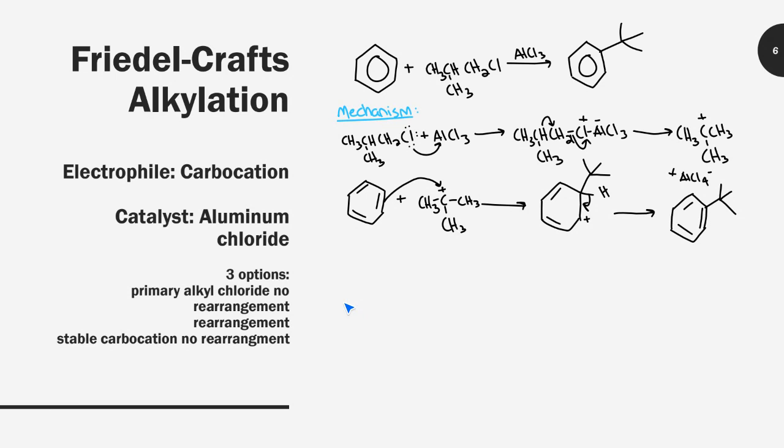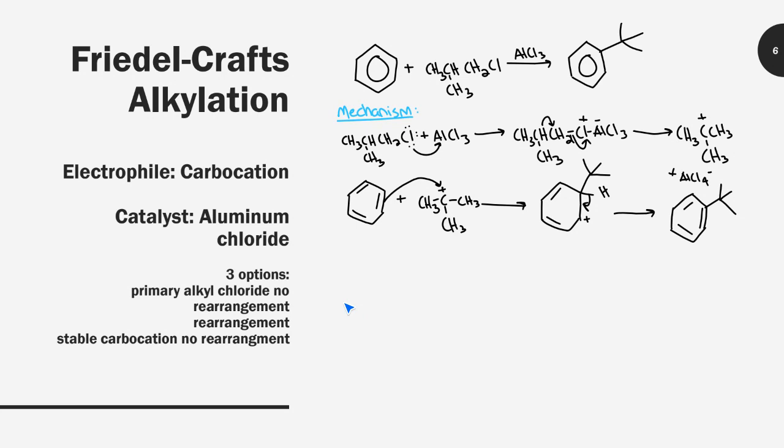You can have a primary alkyl chloride that cannot have any rearrangement. That's when the carbon and chlorine bond, after you form that adduct, doesn't break, and you actually keep the chlorine on there, and then the electrons from the ring attack the carbon while it's still connected to the aluminum chloride, if you remember that. If not, I can go through that quickly after I finish explaining this. So you can have that.